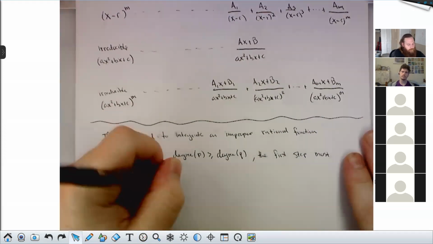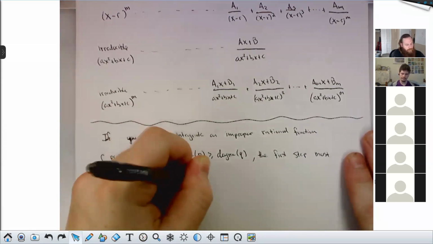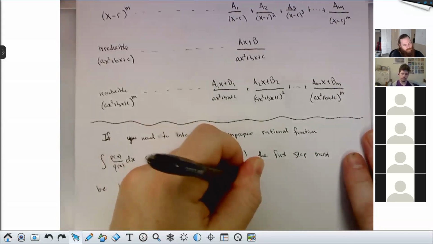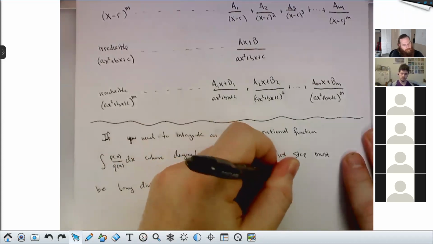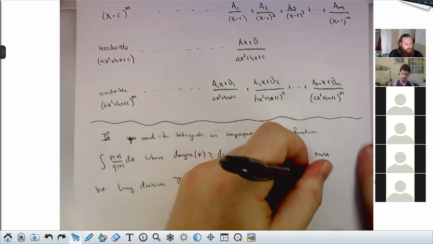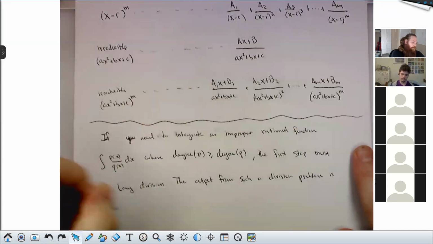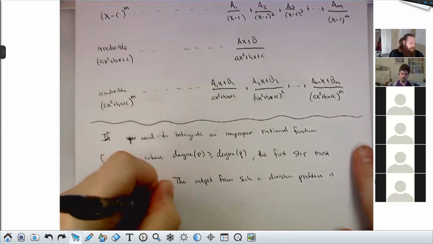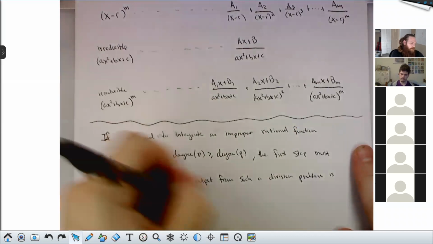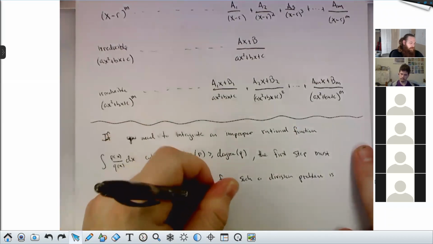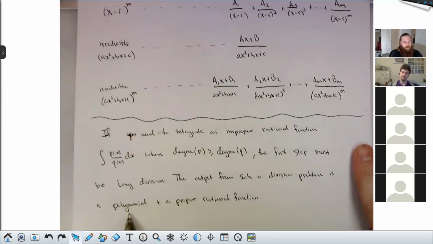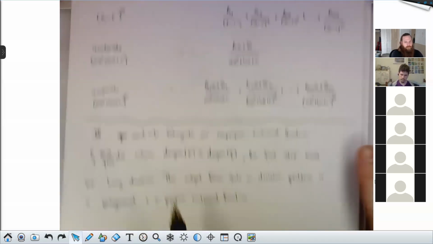This will give you the output from such a division problem, which is a polynomial plus a proper rational function. And then, you know how to integrate polynomials, and then the proper rational function, you come back to all this good stuff.